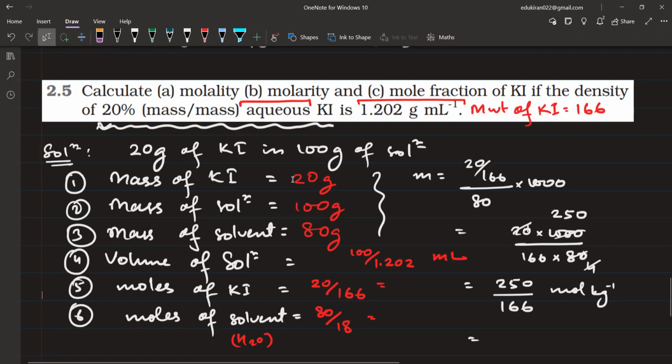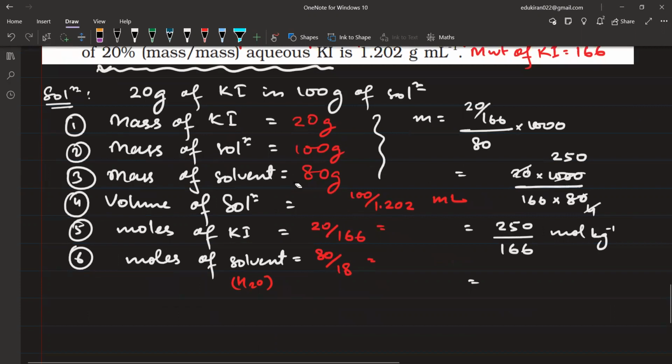Waiting for molarity. What happened? You guys are not getting molarity.